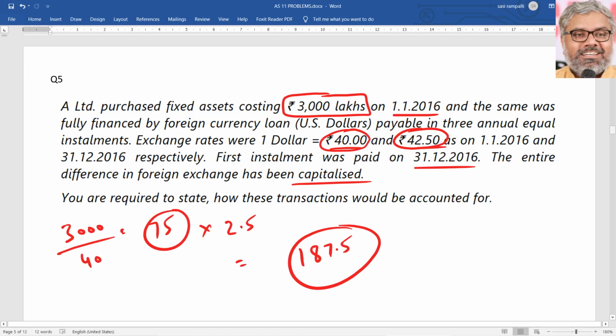Fixed assets is there, that is okay. That will be shown at whatever the price that was purchased, 3,000 lakhs. But what about the loan, which is a long-term item, definitely, because it is payable in 3 equal annual installments. So what could be the options that are there for these people? 3 options can be there. One, this 187.5 lakhs. Definitely, in all the 3 options, credit is common. Credit is given to loan. 187.5 lakhs has to be credited to the loan account.